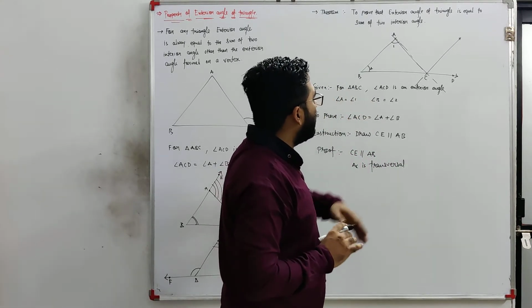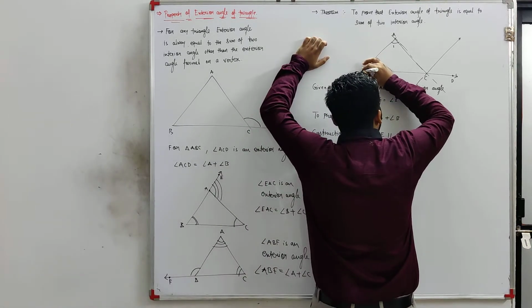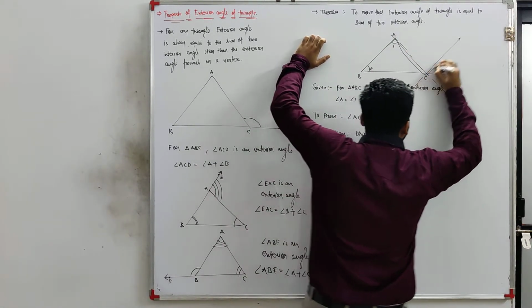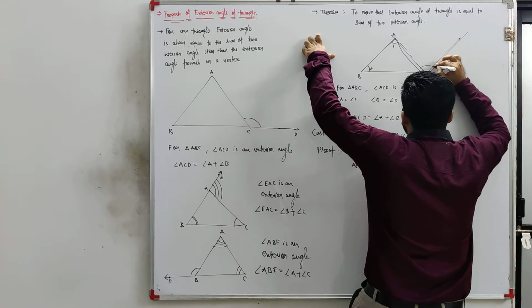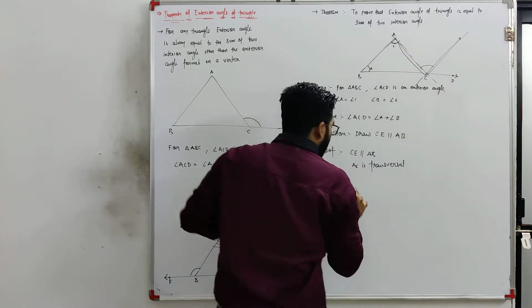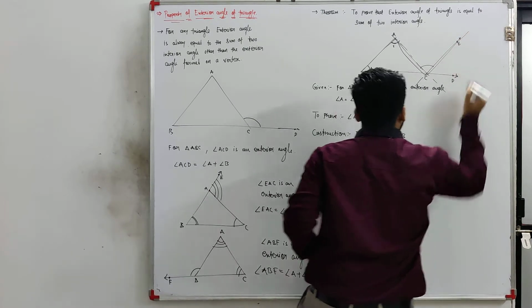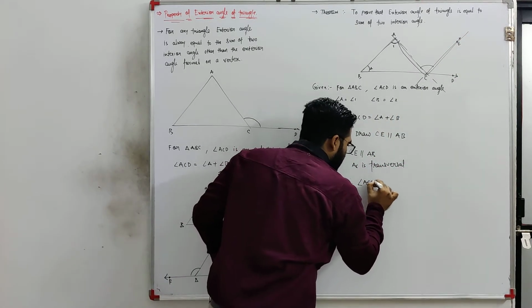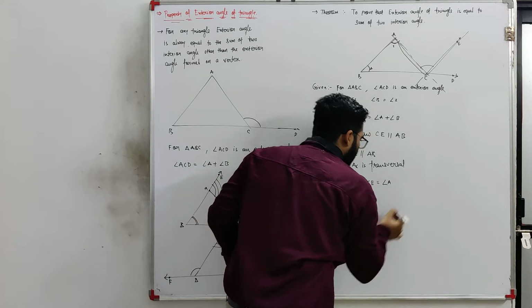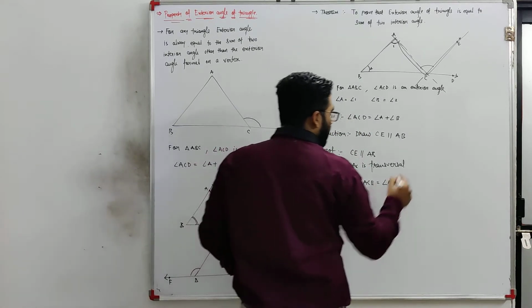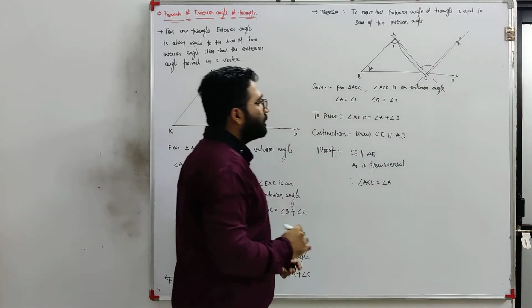So then we can say that this forms an alternate angle. So we can say that this angle and this angle are equal. Therefore, angle ACE is equal to angle A. Okay? Means angle ACE is equal to angle 1.